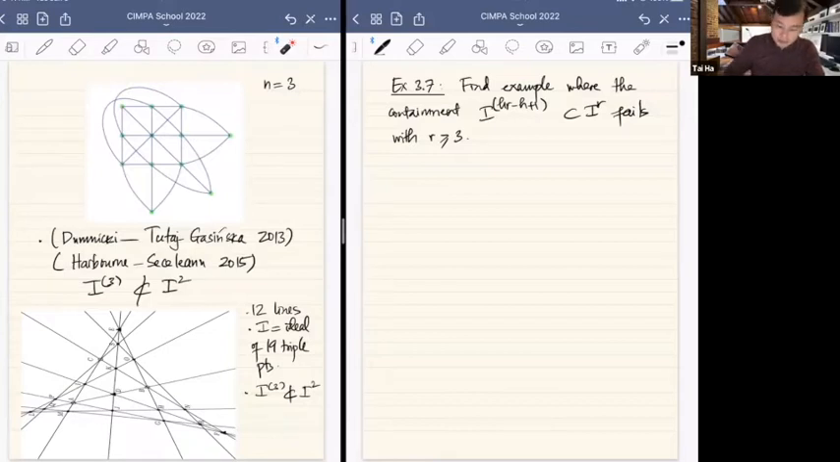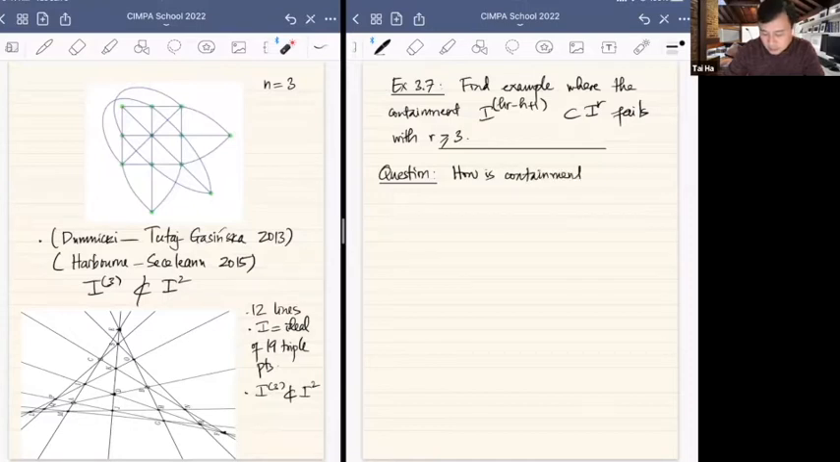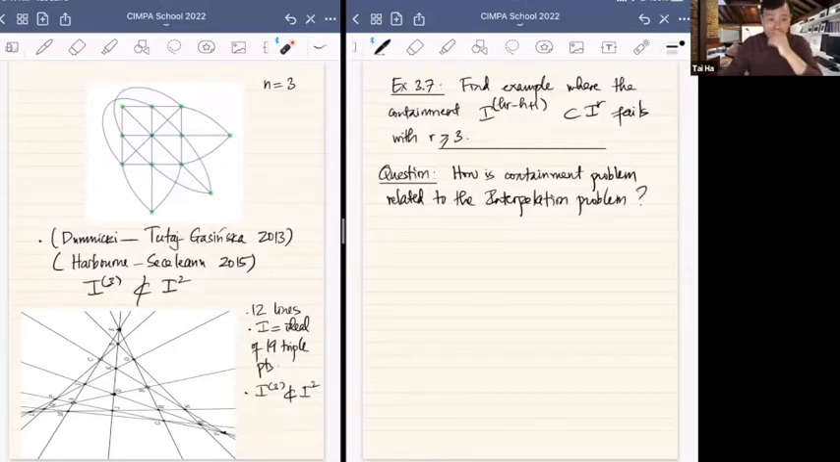Okay, so of course, one might want to ask, how is this containment problem or conjecture related to the interpolation problem? Particularly, what I'm interested in is the Chudnovsky and the Mies conjecture.